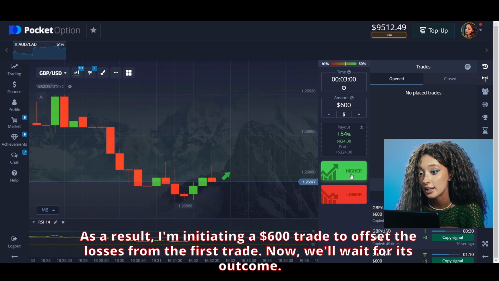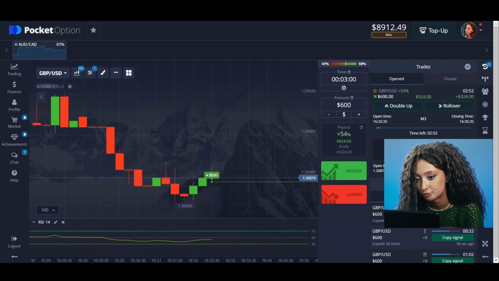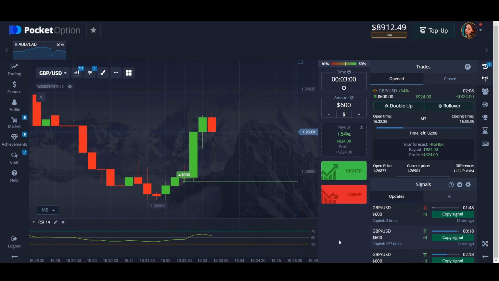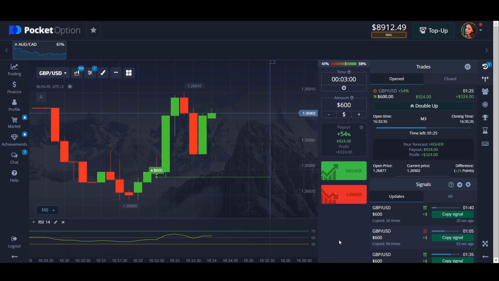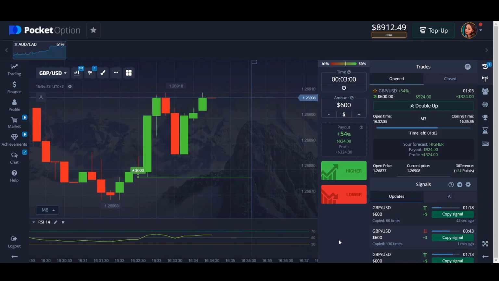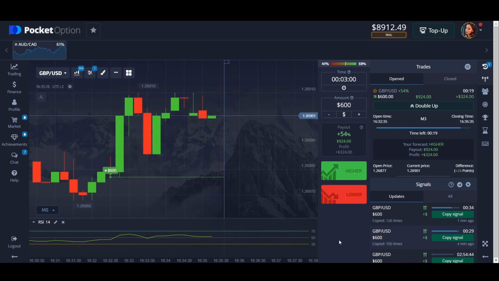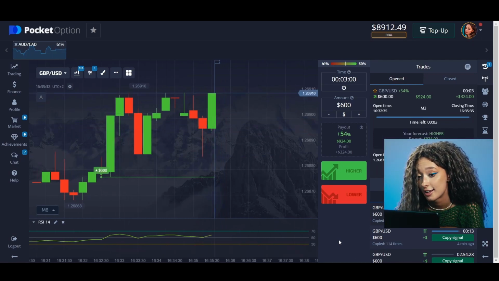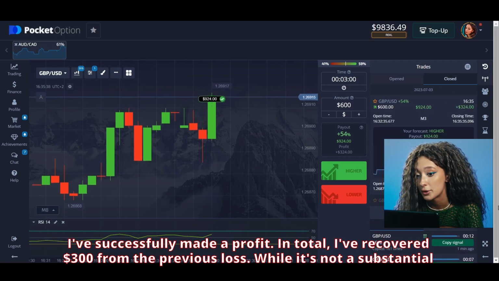As a result, I'm entering a $600 trade to offset the losses from the first trade. Now we wait for its outcome. The trade will conclude in a few seconds. So I successfully made a profit. In the end, I recorded $300 from the previous lows.